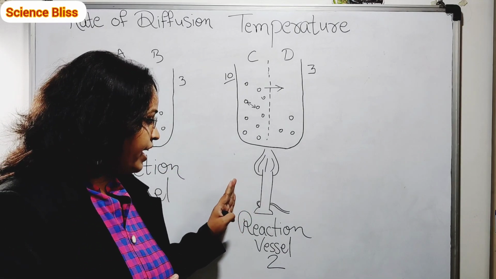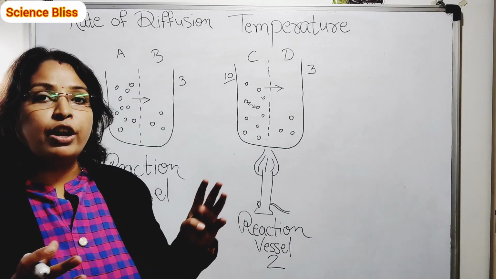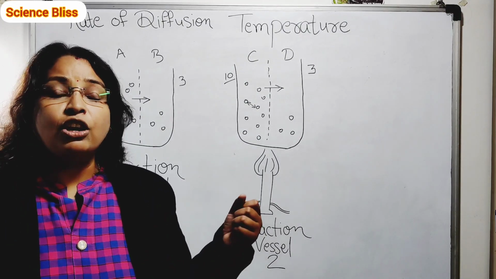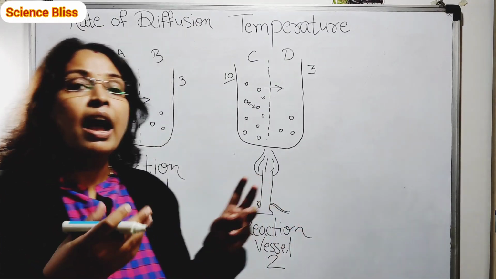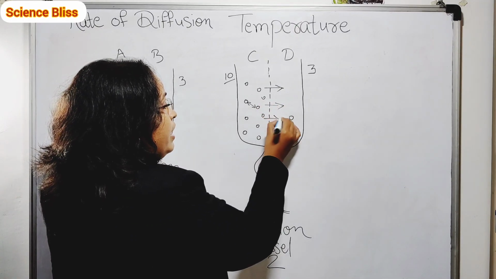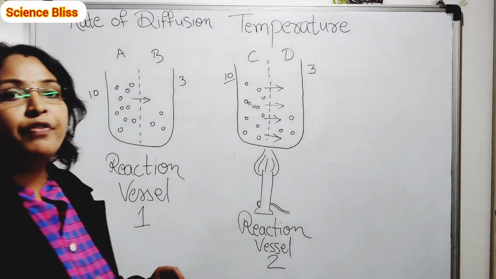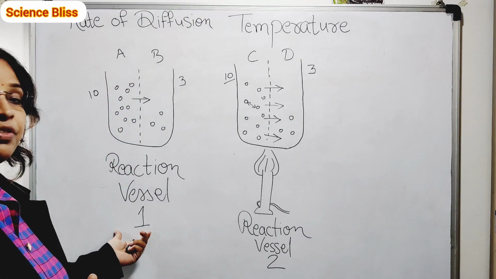So if I increase the temperature of the reaction vessel, what will happen? Those molecules will be energized, they will collide more with each other, and ultimately they will have higher energy, and it will actually affect the rate of diffusion. The rate or the speed of diffusion will be faster in reaction vessel 2 as compared to reaction vessel 1.